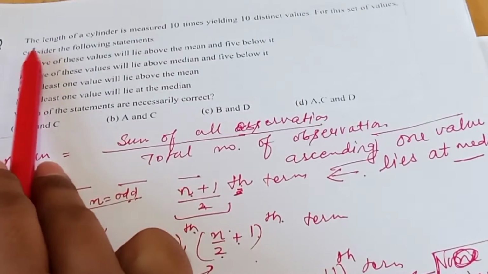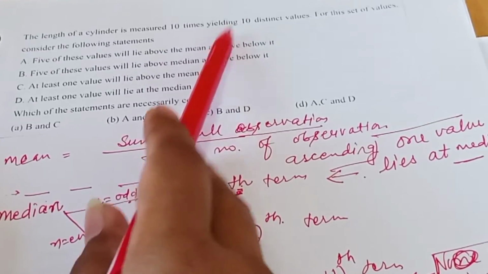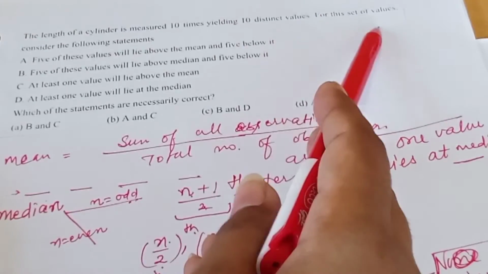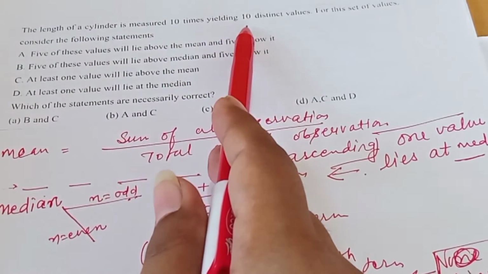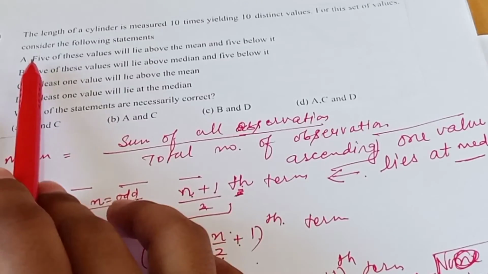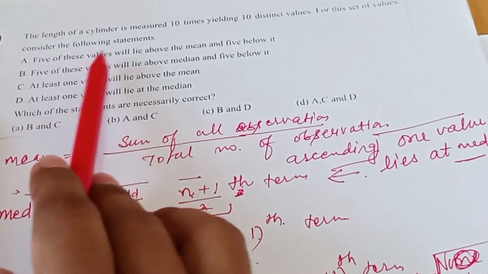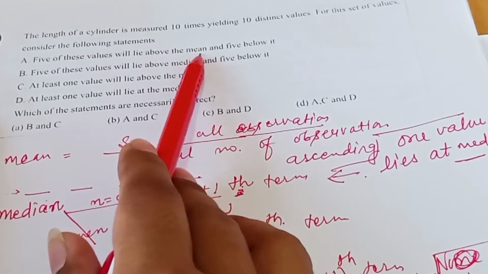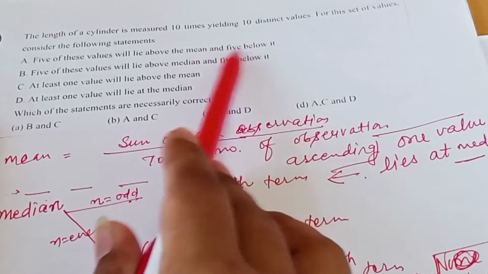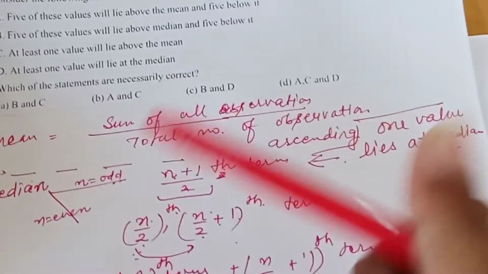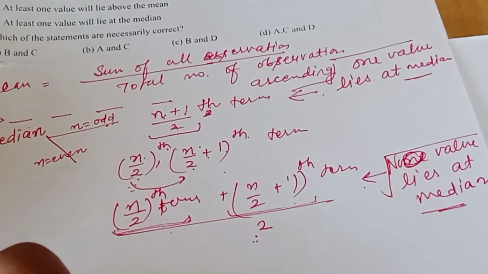Okay, let us see the question. The length of a cylinder is measured 10 times and yields 10 distinct values. We measure the length of the cylinder 10 times and we get 10 different values. We have to check the correctness of all these options. Option A: 5 of these values will lie above the mean and 5 below it. Actually, this is not certainly true in all cases.